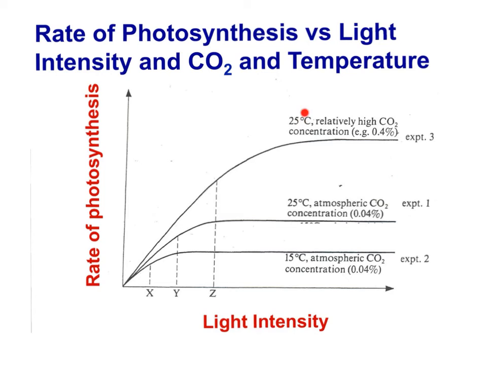At a constant temperature, an increase in carbon dioxide results in higher rates of photosynthesis. The lower curve here, relative to the upper curve, suggests that carbon dioxide can be limiting. This curve displays the rate at 15 degrees C, and if we compare it to this curve at 25 degrees C, we can also note that temperature is a limiting factor.